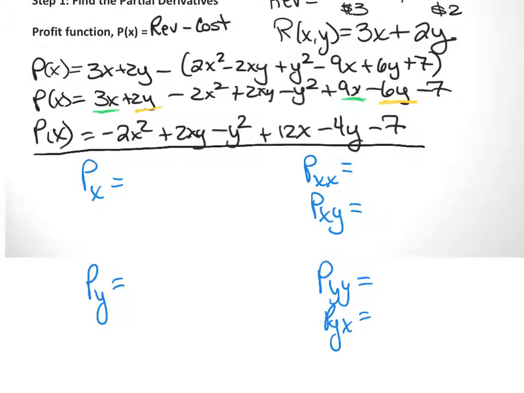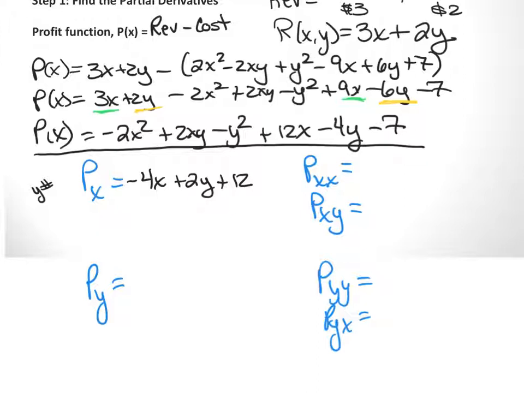For the first term, that is going to give us minus 4x. The second term is going to give us plus 2y. This term gives us nothing because y is just a number. And then plus 12x gives us plus 12. And those last two terms are both constants, and so we get zero derivatives.